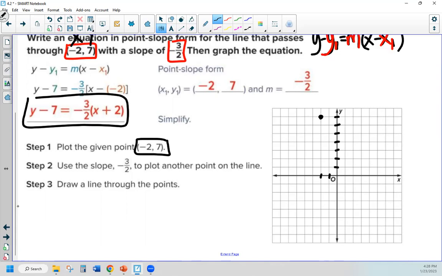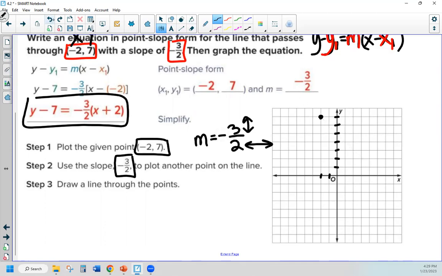And the next thing that I'm going to do is use my slope, -3/2. And remember that slope is rise over run. When I say rise over run, it means that the top number is the number that focuses on moving me up or down, or in my y's. My bottom number is my horizontal movement, left and right. So 2 things to take into account. Number 1, this is a negative slope. That means that my line needs to be going down from left to right.